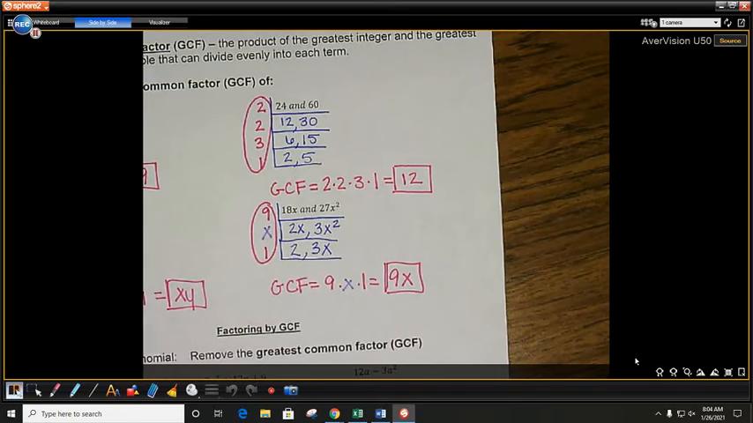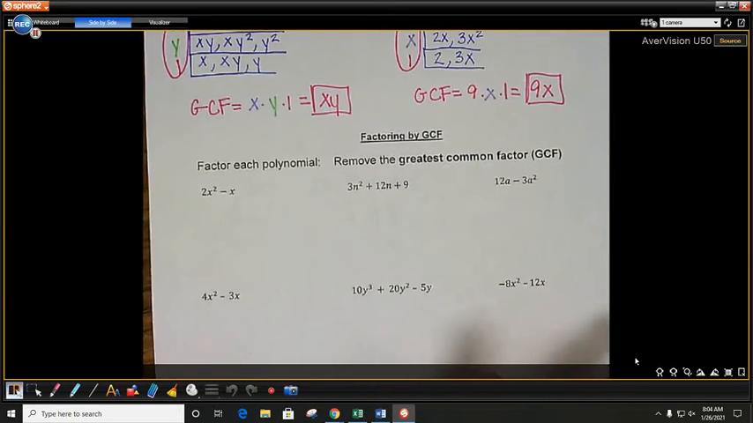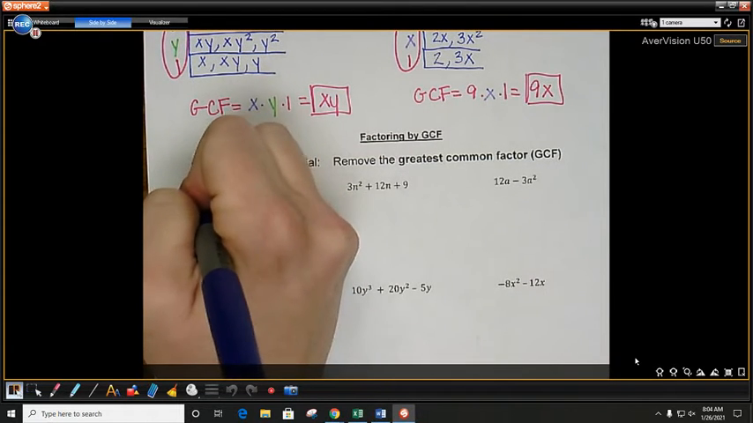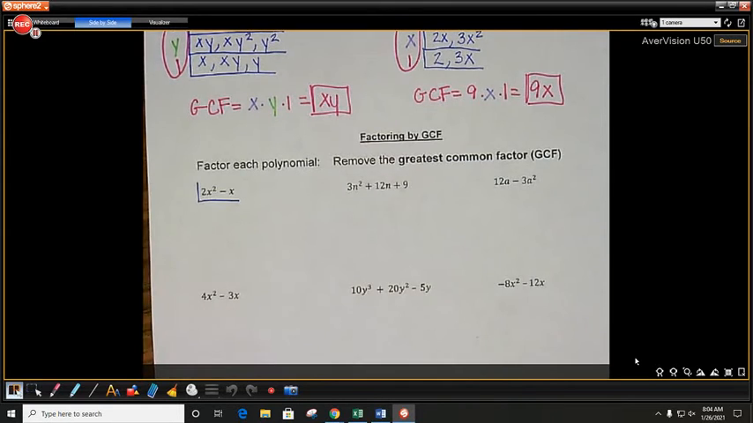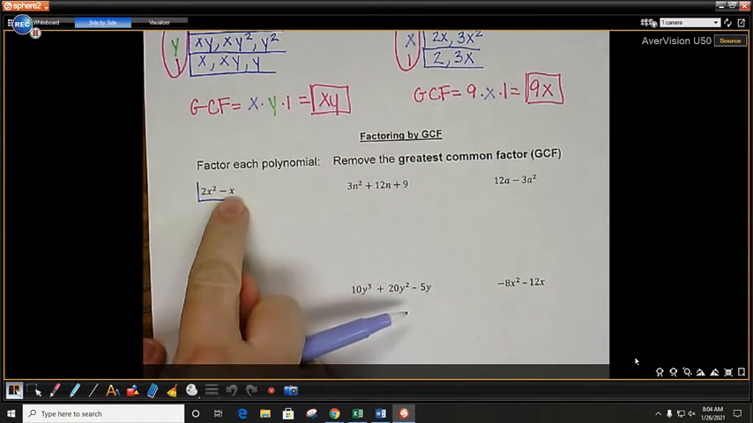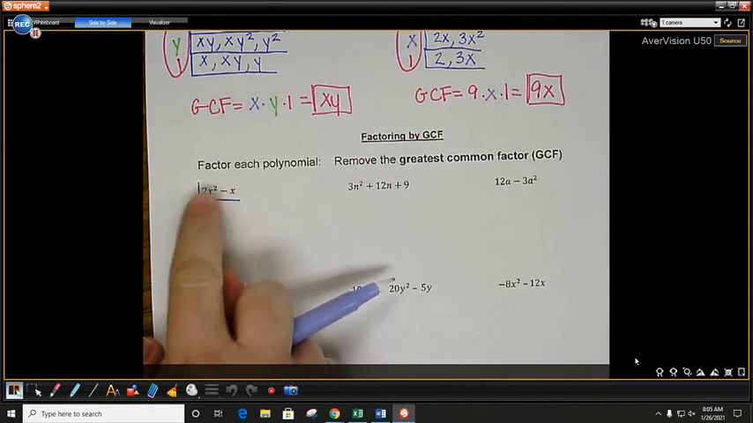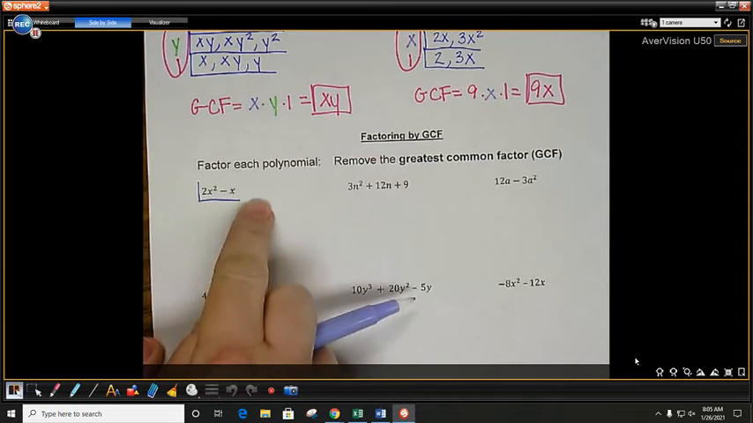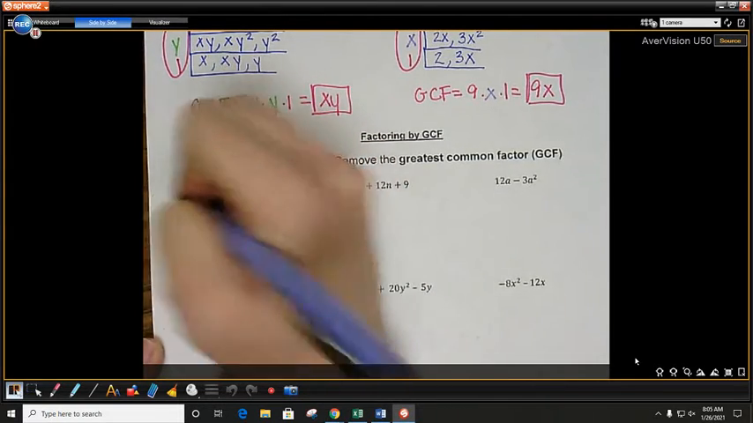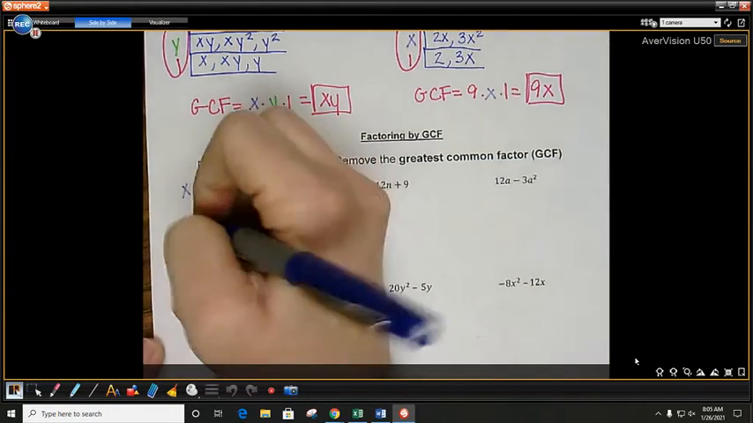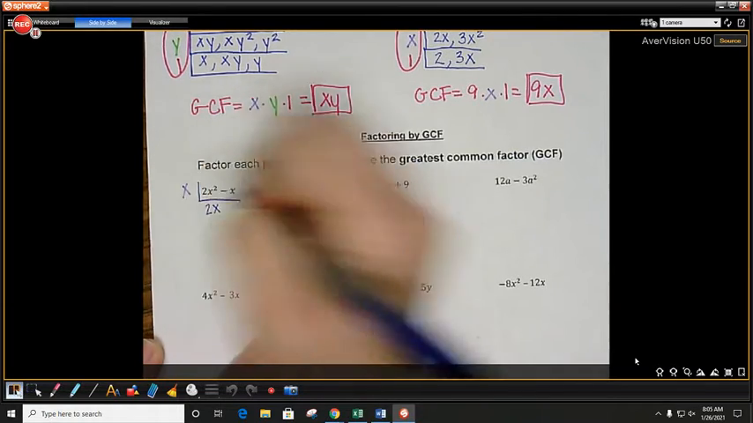Okay, now we're going to do the same thing, but we're just going to write our answer differently. So we're still going to do our upside down division, and we're still looking for our greatest common factor. This one doesn't have a coefficient. This term doesn't have a coefficient, so I can't pull out a coefficient. They both do have an x, so I can take out an x. When I take out my x, I'm left with 2x.